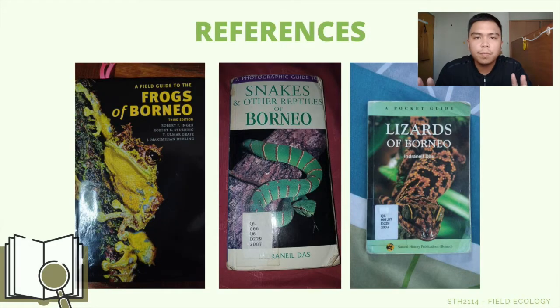For the reference part, we used 3 different books to identify the species during the fieldwork. For the first book, we used the 3rd edition of the Field Guide to the Frogs of Borneo. The second book is Snakes and Other Reptiles of Borneo, while the third book is a pocket guide to the Lizards of Borneo.